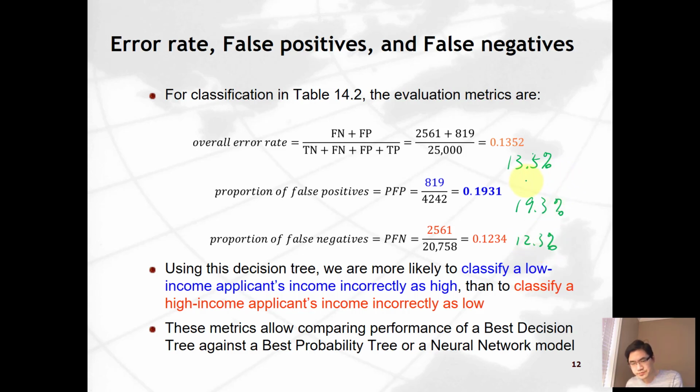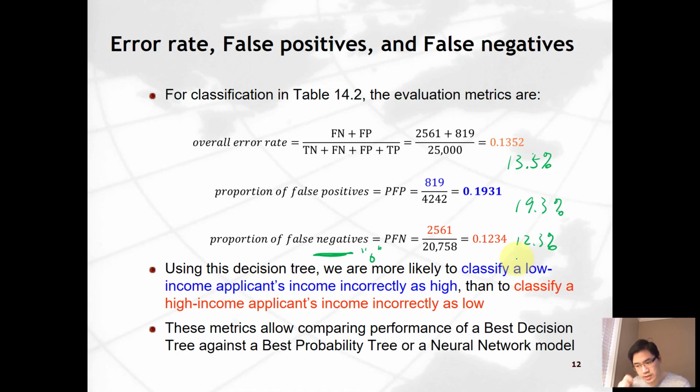So you see that the model, even though the overall error rate is 13.5%, makes a lower false negative rate, which means it is less likely to incorrectly classify a higher income earner as a low income earner. Which means that the negative classification, the classification into lower income earners, is less likely if the person is an actual higher income earner.